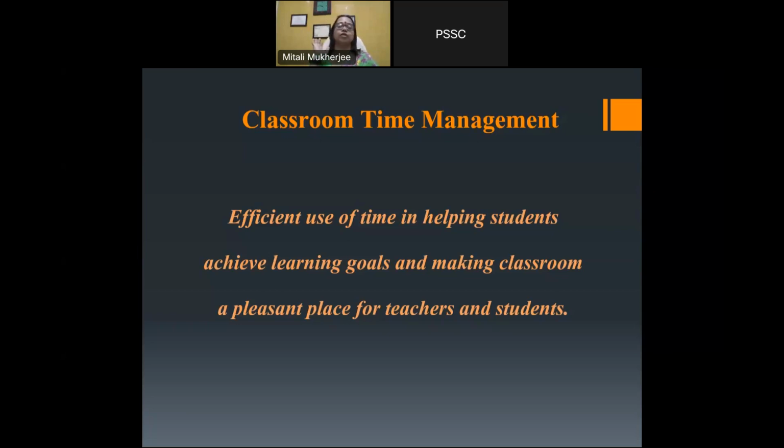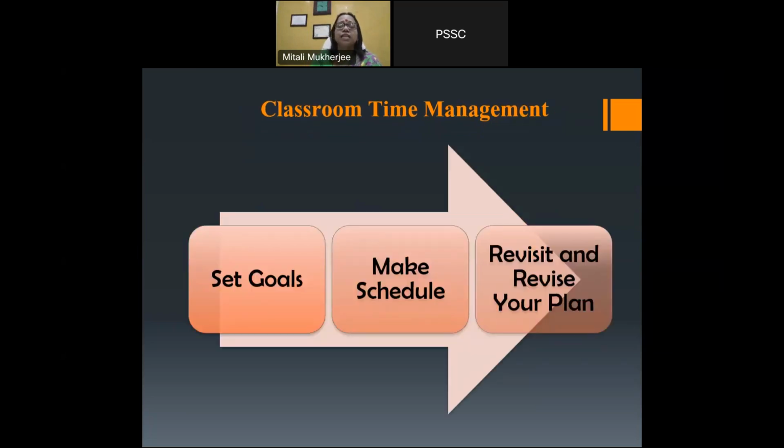Tell that teacher to teach in her class or his class. I'm not going to give you time. So who is ultimately at loss? At loss, the child is at loss. It happens sometimes, yes. So set your goals, make a schedule, revisit, revise your plan.